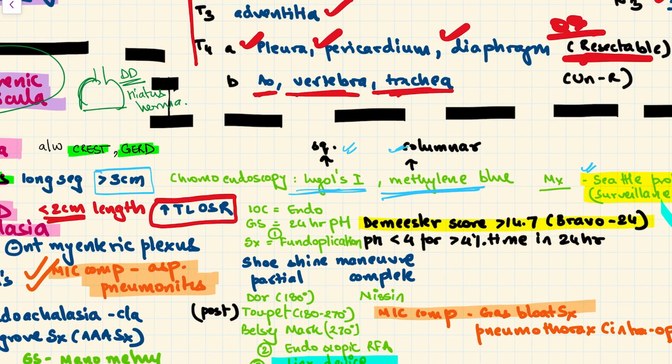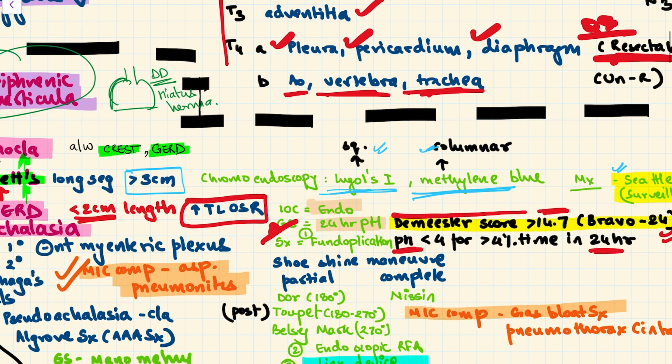The investigation of choice here is an endoscopy, while the gold standard is 24-hour pH monitoring. This is also a favorite question everyone asks. So what we calculate is the DeMeester score, and it is more than 14.7. The unit is Bravo 24. And what we see is that the pH is less than 4 for more than 4% of the time in 24 hours. These are very important values. You should note them to heart.